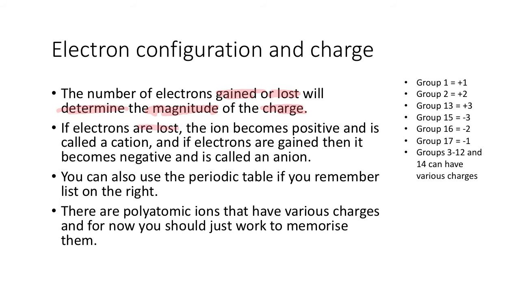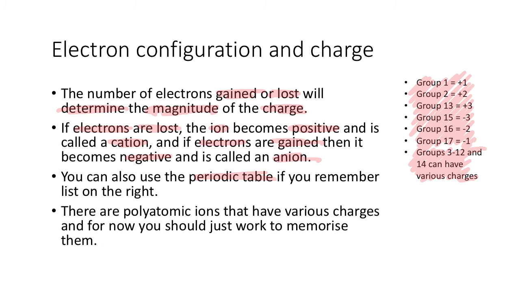If the electrons are lost, the ion becomes positive because you're losing negative electrons, and it's called a cation. If the electrons are gained, then it becomes negative, and it's called an anion. You can also use your periodic table if you remember this list. Group 1s are always +1, group 2s are always +2, group 13s are always +3, group 15s are always -3, group 16s are always -2, and group 17s are always -1. Groups 3 to 12 and 14 can have various charges, so we don't really deal with those in terms of predicting what charge they'll be.